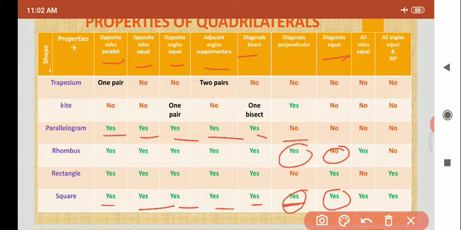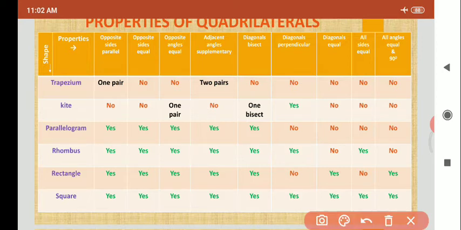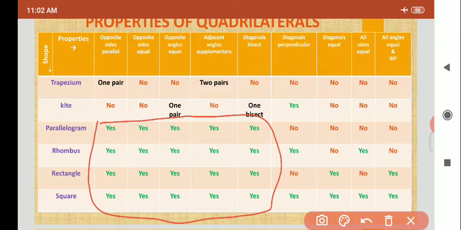So it means every rhombus, every rectangle, and every square, these four. In the rhombus, rectangle and square, all the properties of a parallelogram are present. It means every square, every rectangle and every rhombus is a parallelogram.